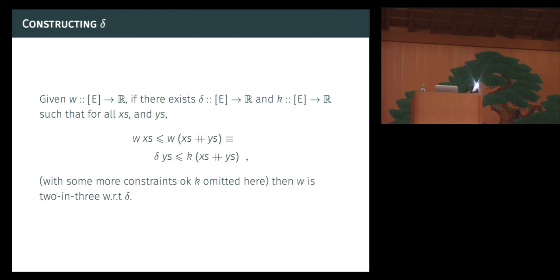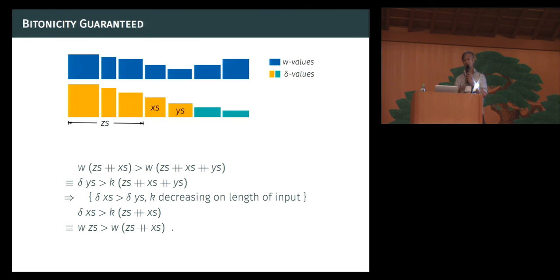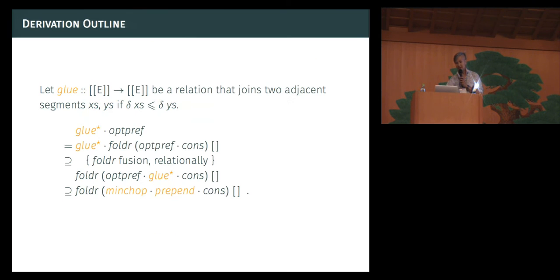And so how do you construct this delta? Basically, you start from the left-hand side, write this down, and then try to shunt everything mentioning x's append y's to the right-hand side, and keep only y's on the left-hand side of the inequality. Then if you can do that, this will be the delta function you want, and this will be the delta function that will work. Okay. And actually the same property also guarantees the bitonic property.